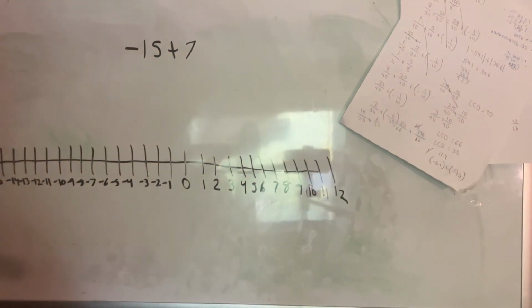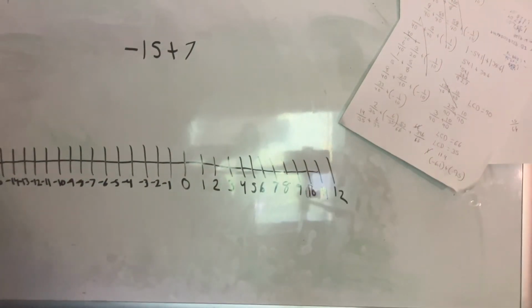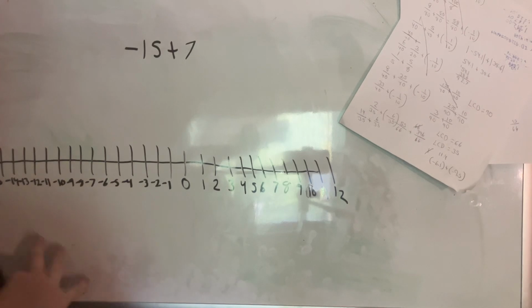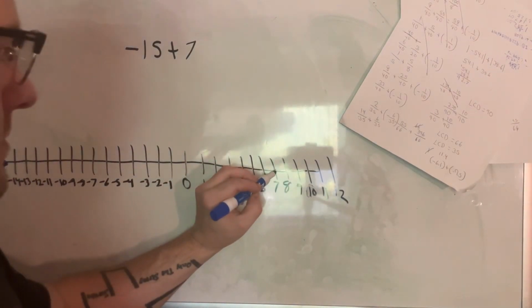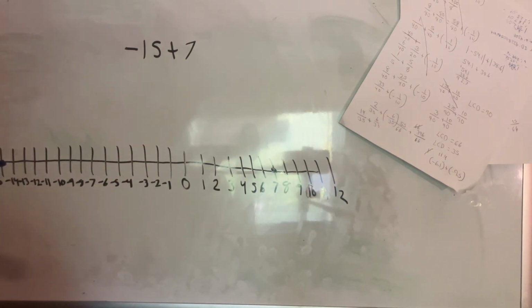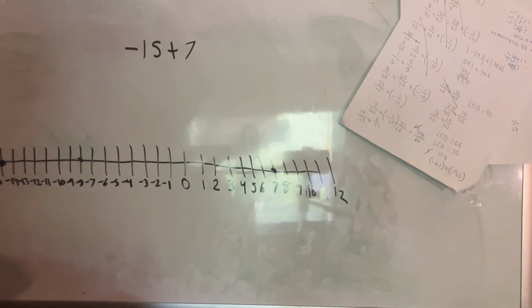Okay, so now we're going to put a point on negative 15. We'll grab a different color marker. We're going to put a point on negative 15, and a point on 7. What I want to do is start at negative 15 and count towards 0 seven times. So 1, 2, 3, 4, 5, 6, 7. That brings us to negative 8.